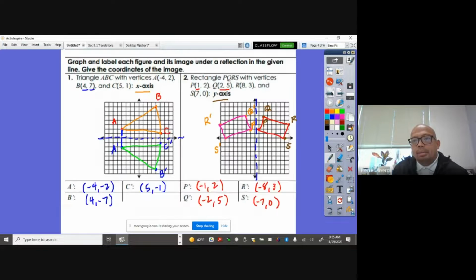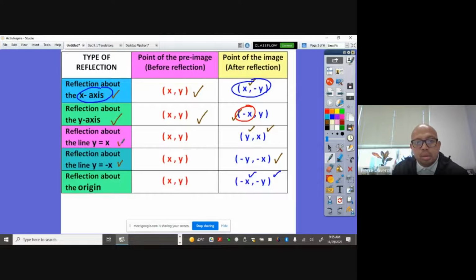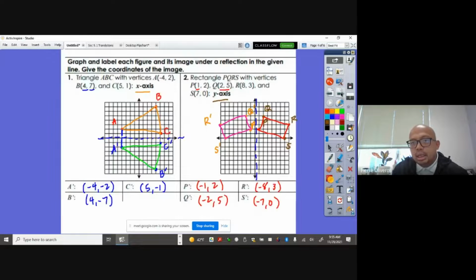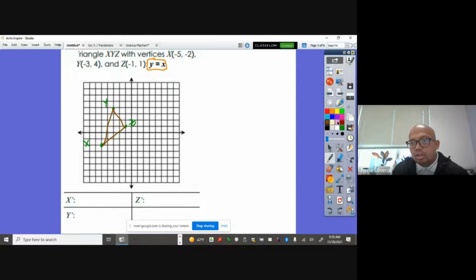Again, going back to the formula, if it's about y equals x, just flip the y and x. So get the inverse of that. So the X prime will now be negative 2, negative 5. The Y prime is 4, comma, negative 3. And the Z prime will be 1, negative 1.